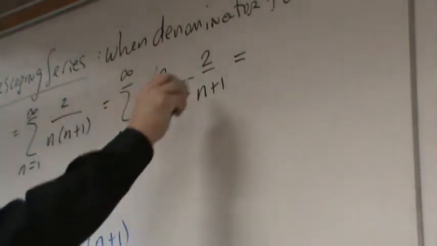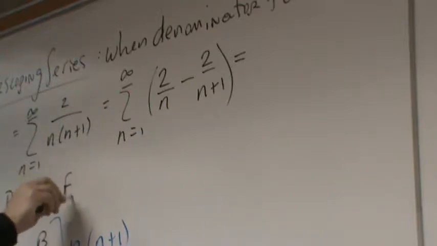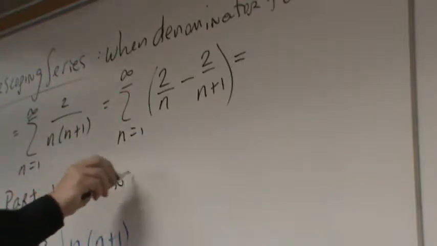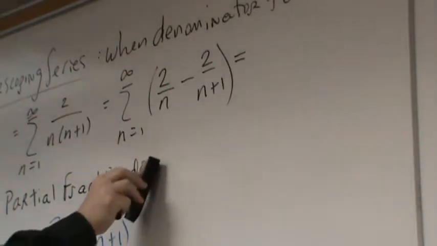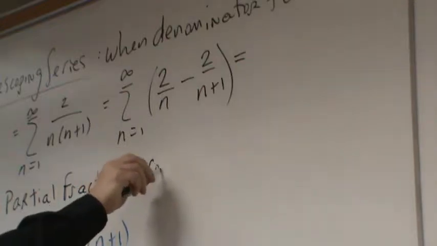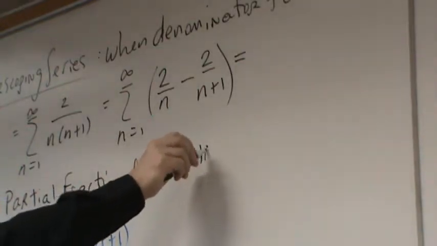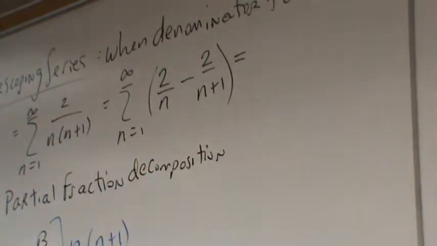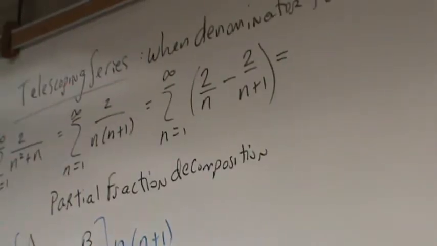And then here comes the last step. Once I've done this, and by the way, there's a name for this process. It's called partial fraction decomposition. We're actually going to see this again, and we'll be applying it to integrals. So I want you to know there's a name for this, what we just did. We decomposed a fraction. Okay?